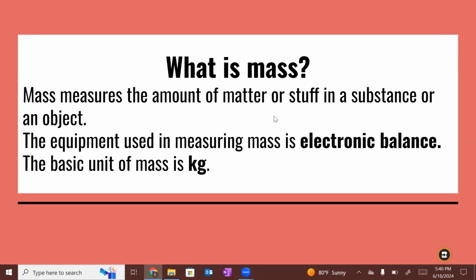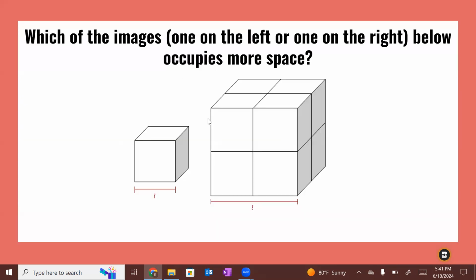So, what is mass? Mass measures the amount of matter or stuff in a substance or an object. The equipment used in measuring mass is the electronic balance. In your grocery store, you call it a scale. You go to the doctor's office, they tell you to step on the scale. The basic unit of mass in the metric system is the kilogram.